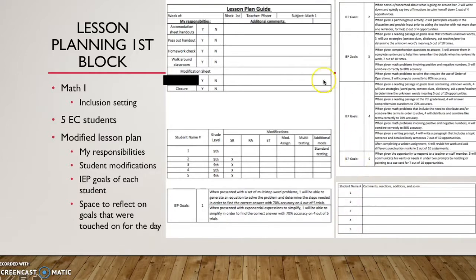The way it would work is, for my responsibilities, I would circle yes if I did it or no if it was not completed throughout the class period. If something needed to be changed or modified, I would just write it into the additional comments. That way I had it for the next day, or if I learned from a specific homework check that wasn't the best way to do it, that maybe we should have pulled back on problems or assignments or something like that, I would add that to my additional comments for future reference.